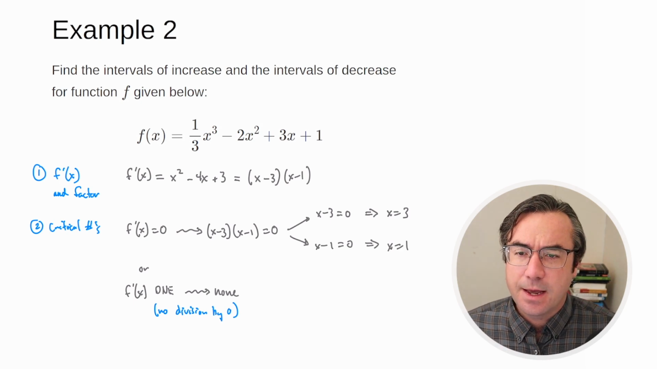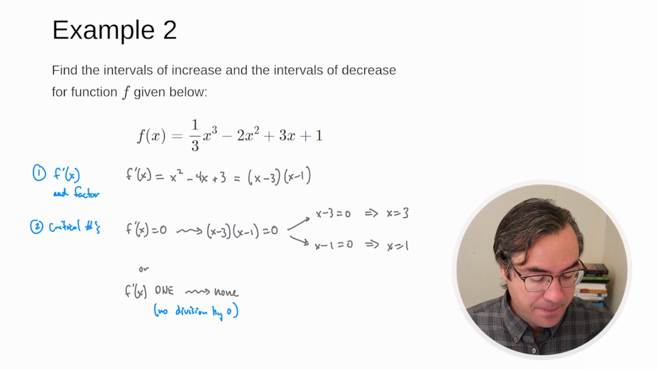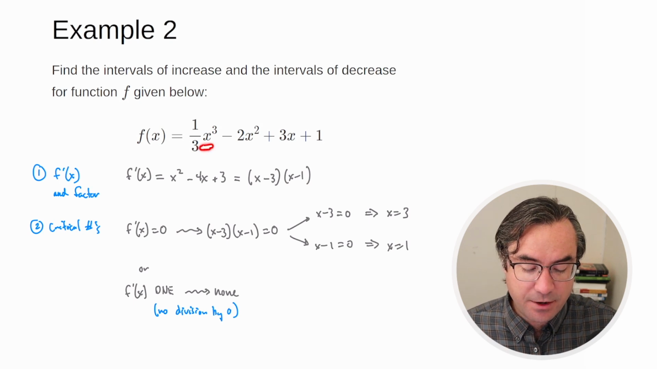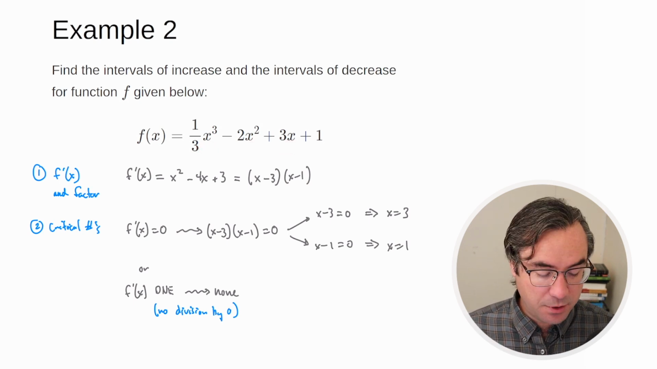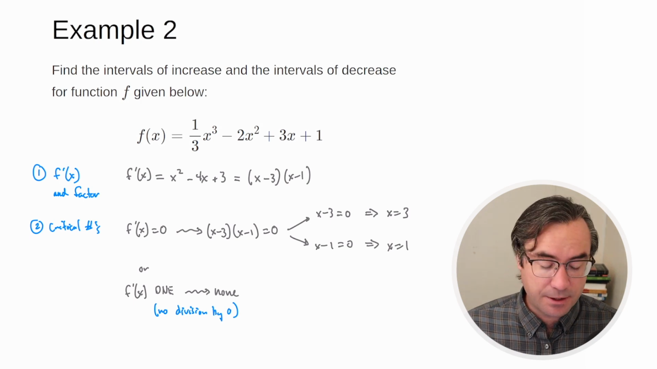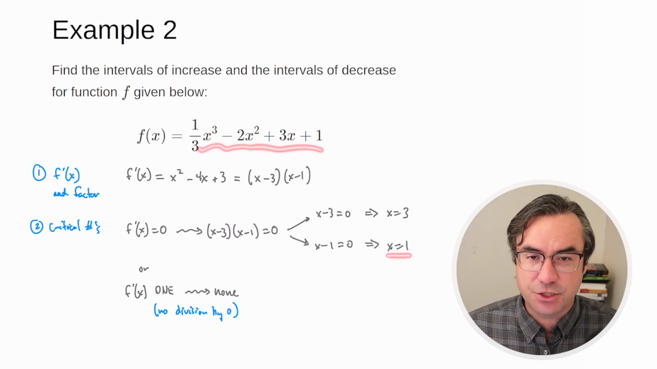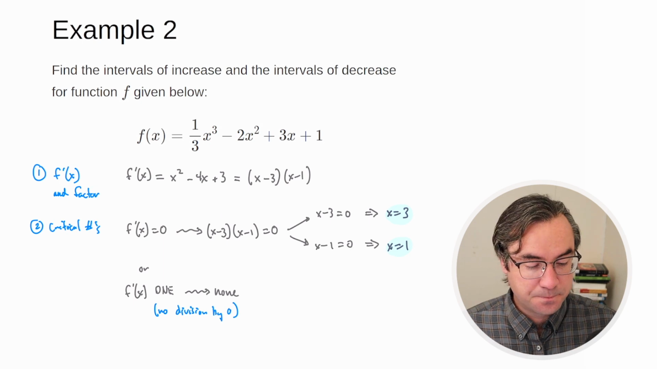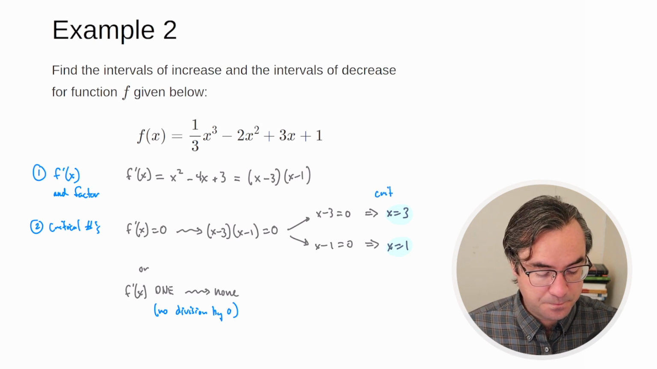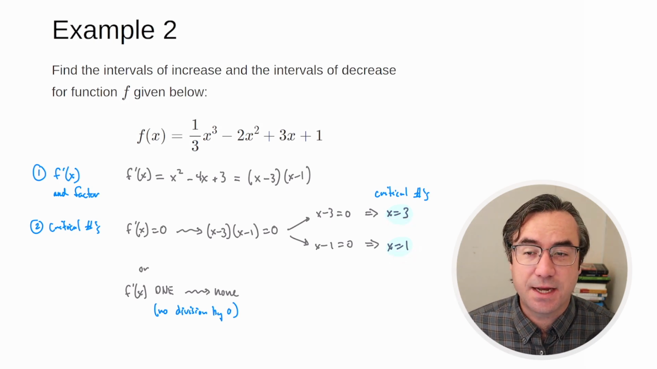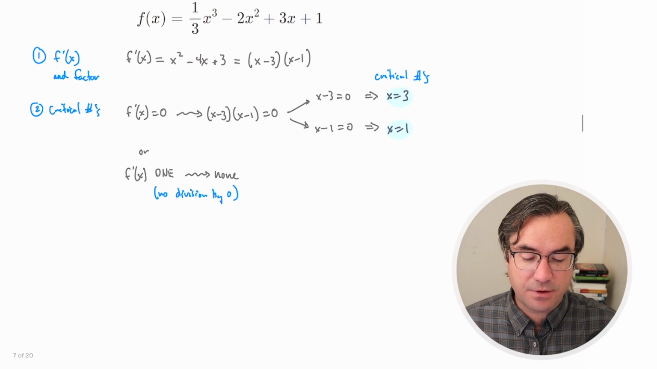Okay. And just a quick check, these two numbers that we found are actually in the domain of the original function. So we could plug 3 in and we don't get any division by 0 back into the original function there. And when we plug 1 in, we don't get any division by 0. So these are both critical numbers. Okay. So what are we going to do with these? Well, these are the places where f prime can switch signs. So now we're going to set up our sign chart for f prime.